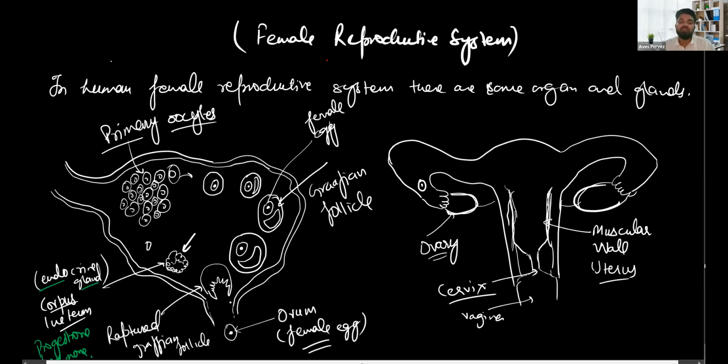On the 14th day, it waits for about 7 to 8 days, up to the 28th day. The ovum waits for the sperm to come. If it does not come, then it will be released out, disintegrated, or removed from the body through the fallopian tube.